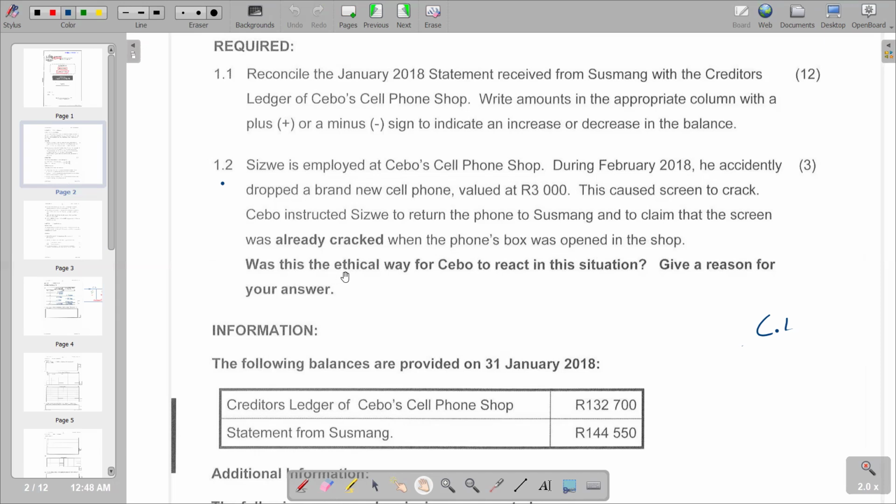So was it the ethical way? That is the first response. It was not the ethical way, because this cell phone cracked while it was in Sebo's cell phone shop. It's not true that it came like that. So it becomes unethical. And the reason is the one that we have just highlighted: the phone was not damaged when it was delivered, so it should not be sent back. Basically, just like that, we have given the response.